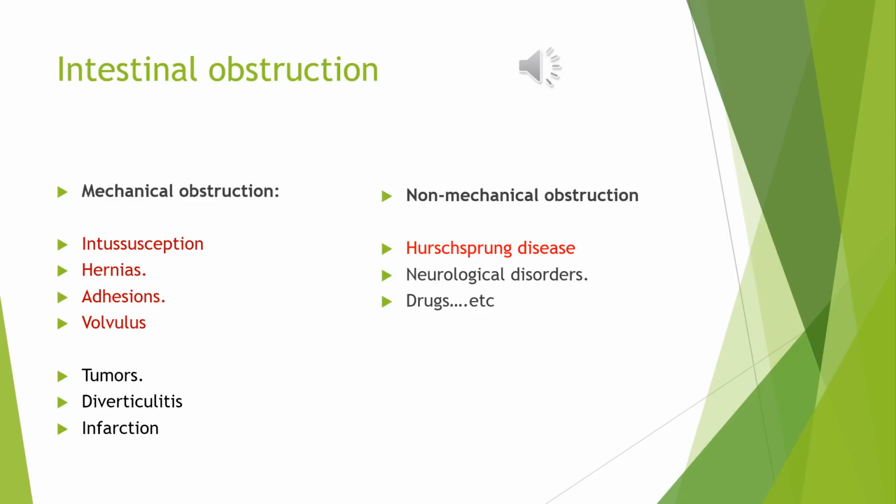diverticulitis or by an infarction. Non-mechanical obstruction also can be caused by Hirschsprung disease, which is an important disease you have to know about, neurological disorders, and even drugs. Sometimes a paralytic ileus following a surgical procedure is also categorized under the umbrella of non-mechanical obstruction.